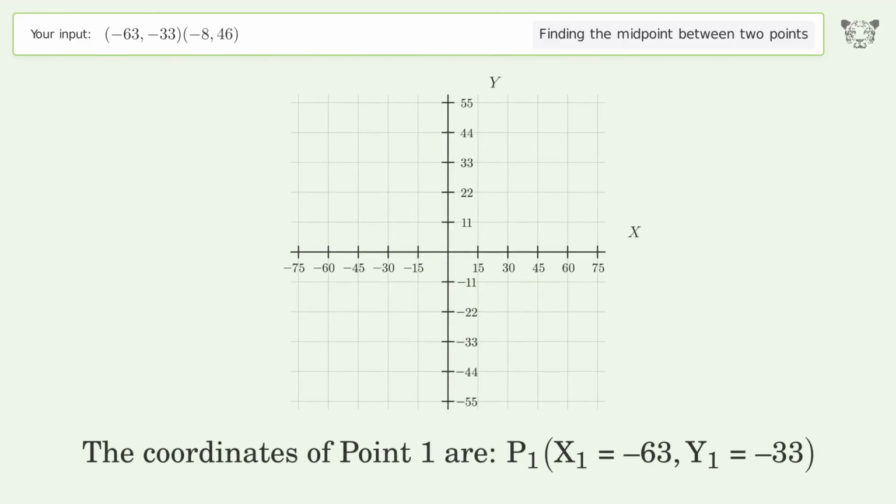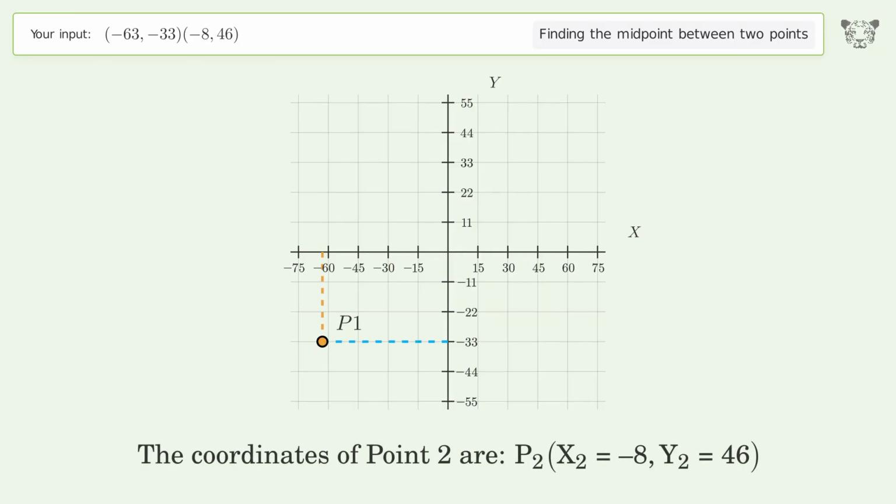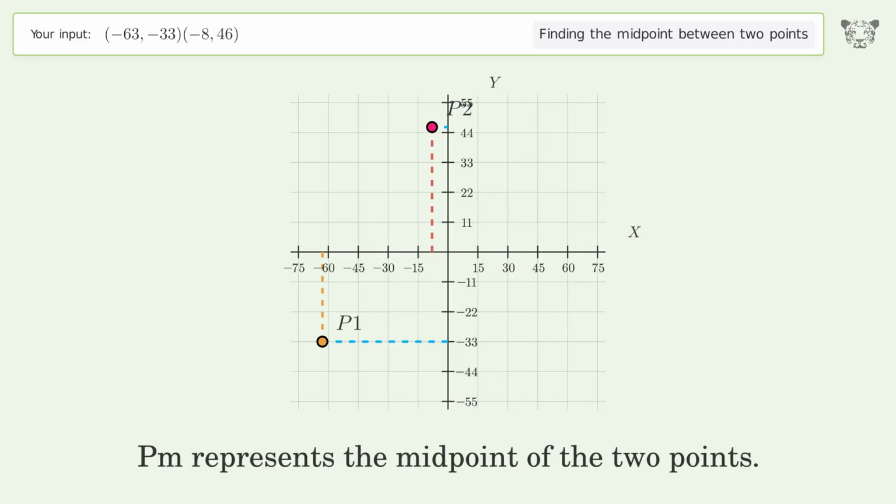The coordinates of point 1 are, x1 equals negative 63, y1 equals negative 33. The coordinates of point 2 are, x2 equals negative 8, y2 equals 46. PM represents the midpoint of the 2 points.